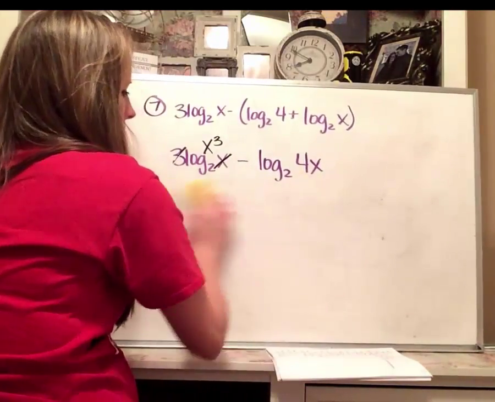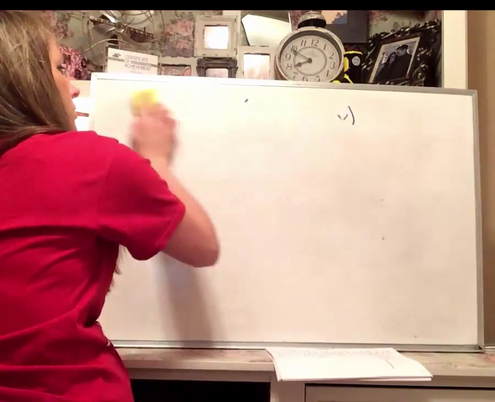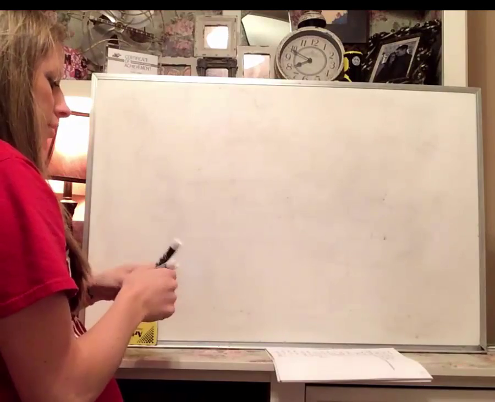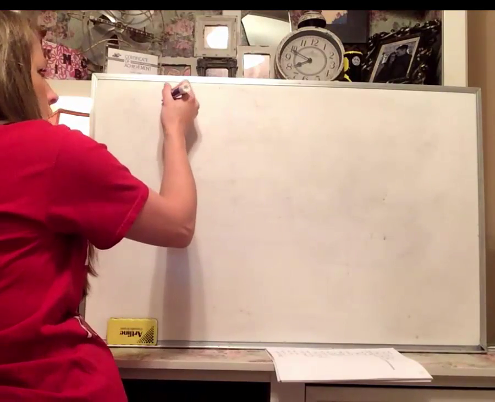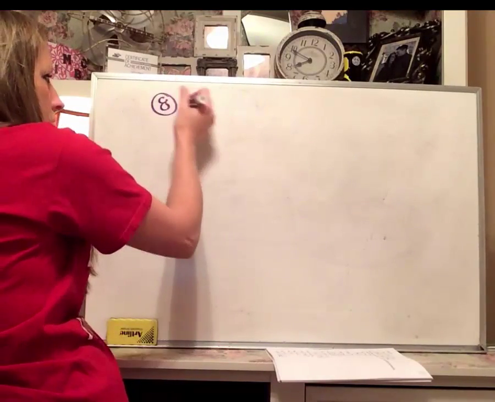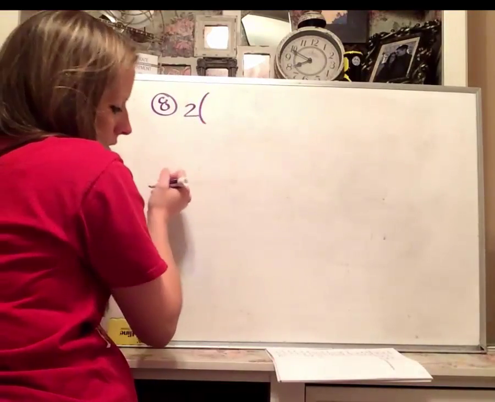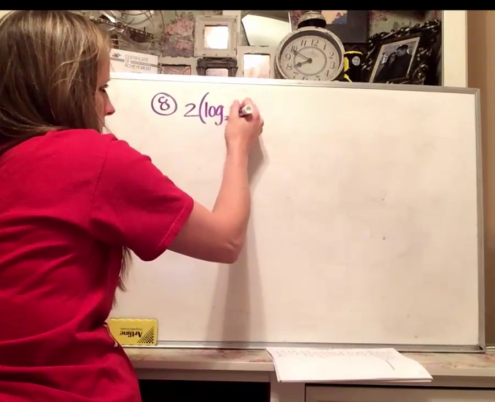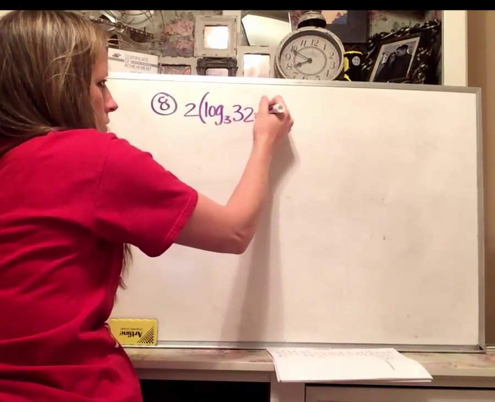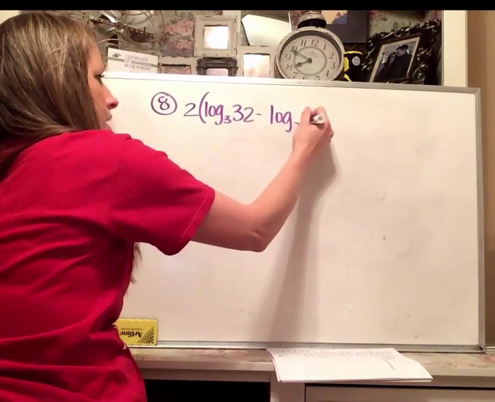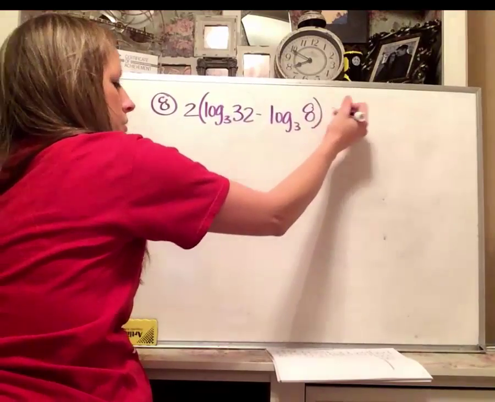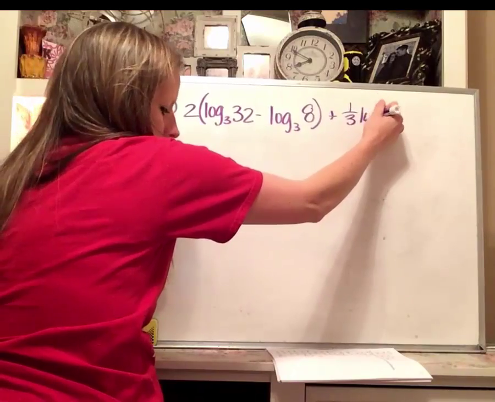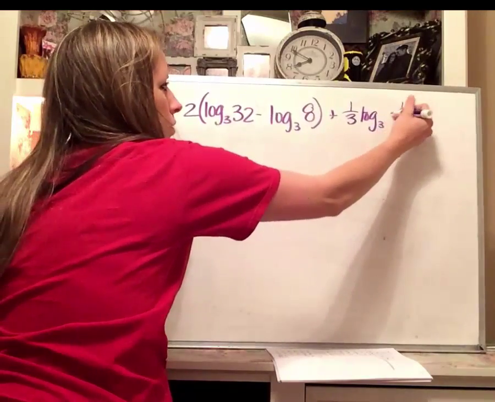Alright, number 8. Number 8 looks kind of bad, but it really isn't. Like I said, if you just take it one step at a time, it's not that bad. So we have 2 parentheses, log base 3 of 32 minus log base 3 of 8, close parentheses, plus 1/3 log base 3 of 1 over 64.